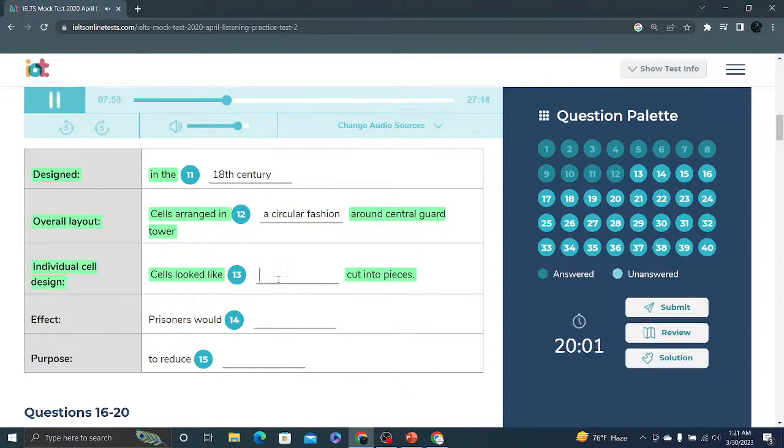The tower. Seen from a bird's eye view, the design resembled a giant pie cut into segments.